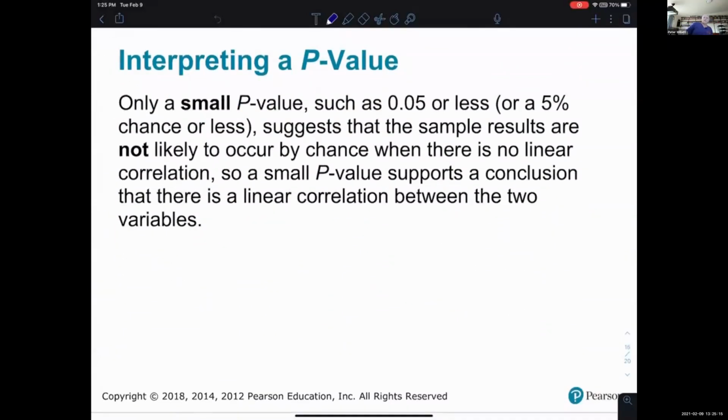So then they go a little further and they give you their first introduction to what kind of a p-value is often considered acceptable. Only a small p-value, such as about 5%, suggests the sample results are not likely to occur by chance when there's no linear correlation.